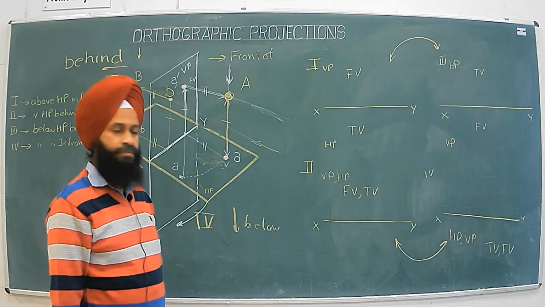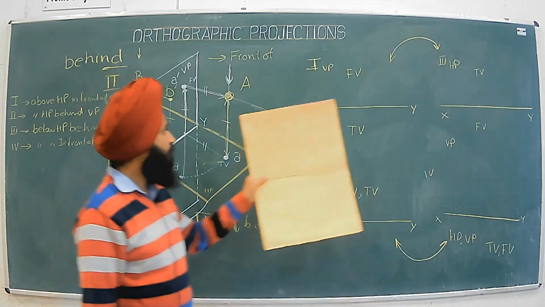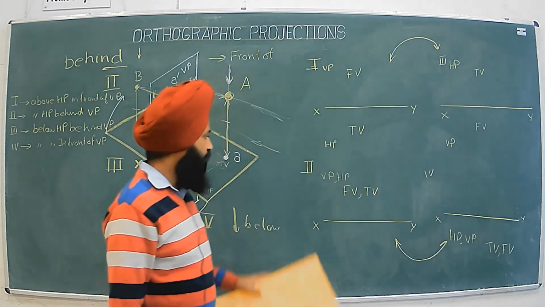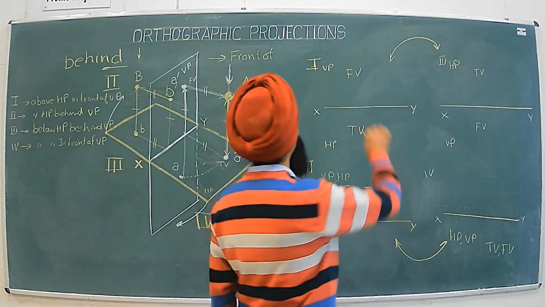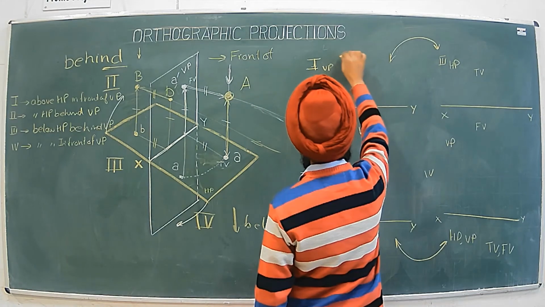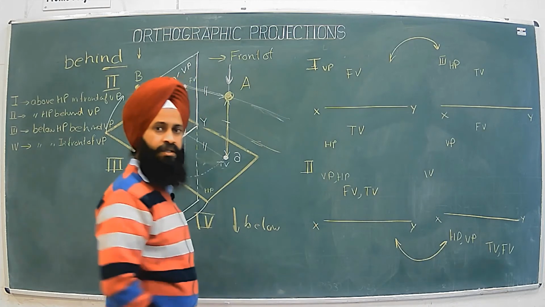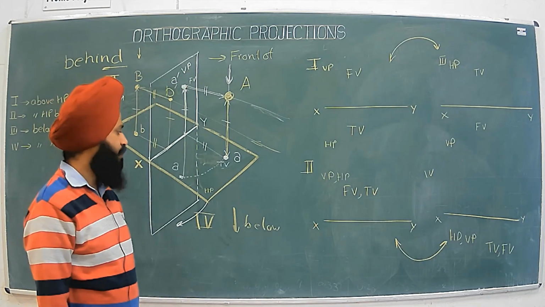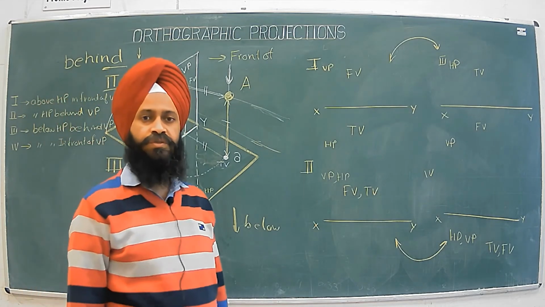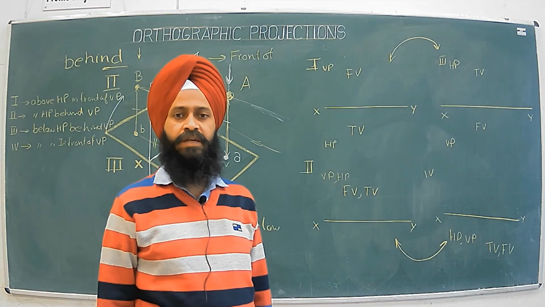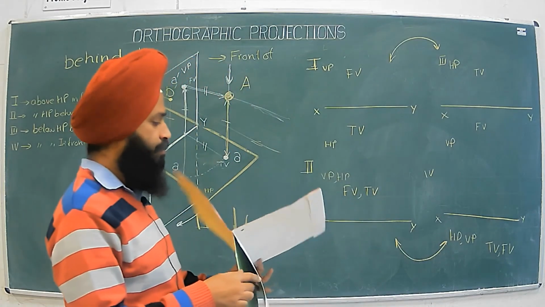So the positions of HP and VP interchange between first and third, and between second and fourth. If we learn one of these, first or third, we can easily learn the other one. Similarly for second and fourth angle projections. Here we have considered only two views, front view and top view, but there can be multiple views. For multiple views we have the profile plane.